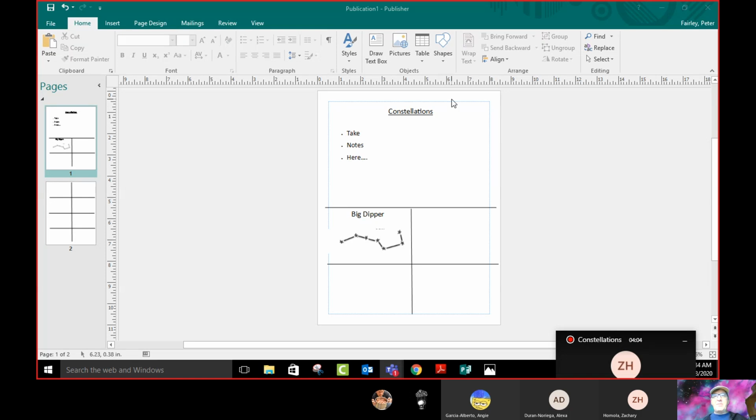So you're going to need a piece of paper, and we're going to set it up like this. The top half, you're going to take notes up there. You're going to put a title on it. The bottom half, divide it into 4 zones. And in those zones, we're just going to be drawing the different constellations like this as we go.